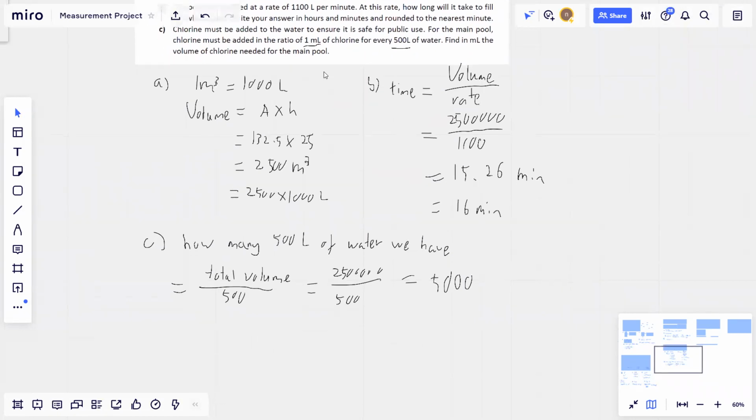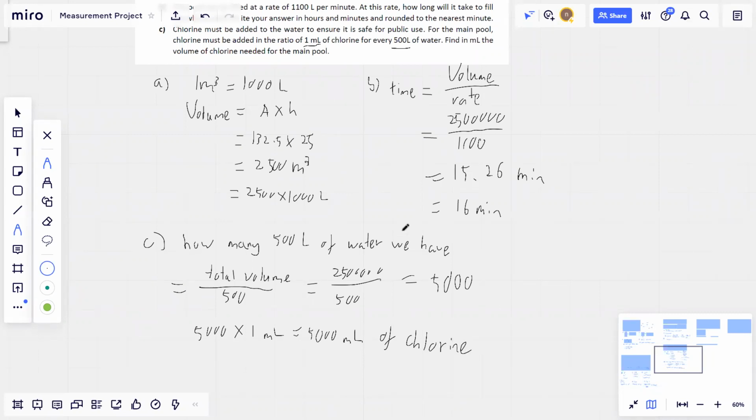Okay. So you need to use 5,000. That's how many 500 liters we have. So we use 5,000 times by 1 milliliter. So the total is 5,000 milliliter of chloride. So this question has been done. Okay, that's very good.